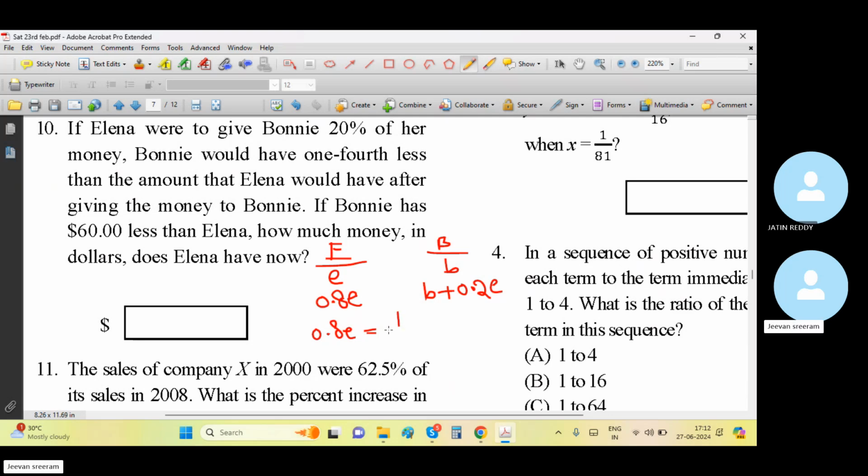1/4 lesser means 3/4 is left. Yeah, 3/4 is left. It's 1/4 less than the amount that Elena would have.